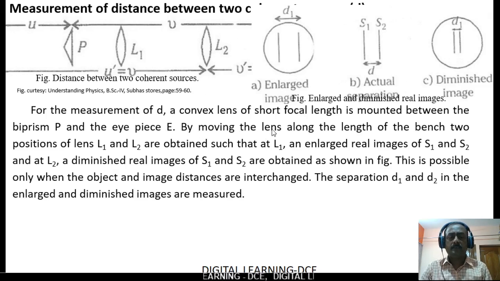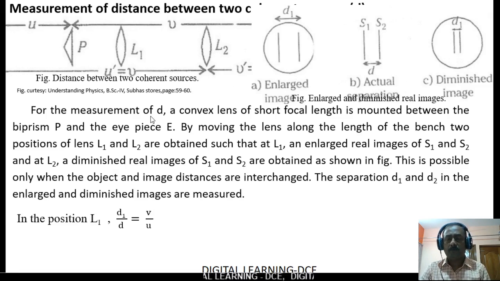By moving the lens along the length of the bench, two positions of the lens, L1 and L2, are obtained such that at L1 an enlarged real image of S1 and S2, and at the position L2 a diminished real image of S1 and S2 are obtained, as shown in the diagram here. This is possible only when the object and image distances are interchanged. The separations D1 and D2 in the enlarged and diminished images are measured.